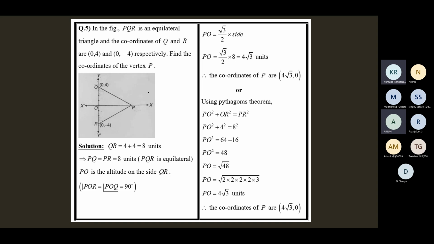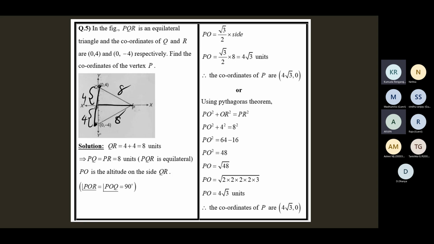All right, class, this is a very important question. So you need to find the length of the altitude OP using Pythagoras theorem or by using the formula √3/2 into side, which is the formula to find the altitude of an equilateral triangle. All right, so coming again, this is 4 units, this is 4 units, so totally 8. The side of the triangle is 8 units.